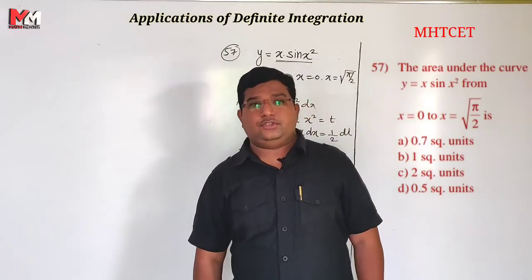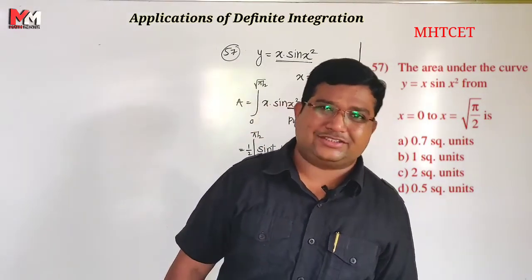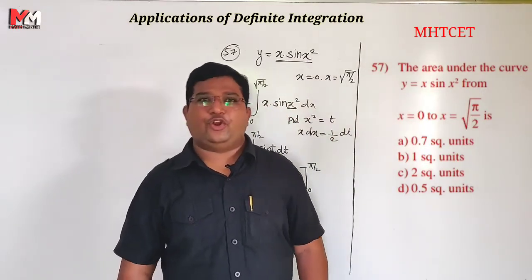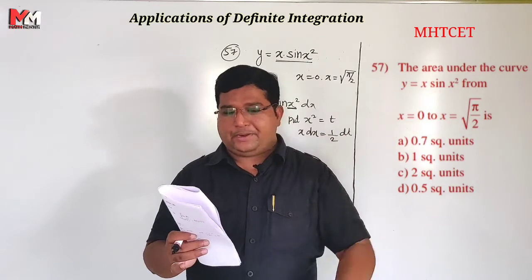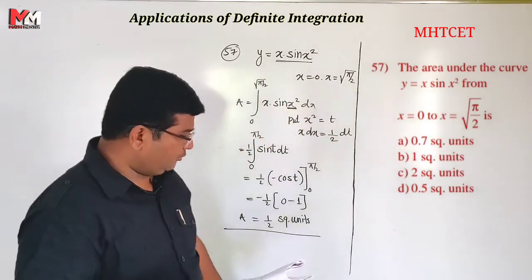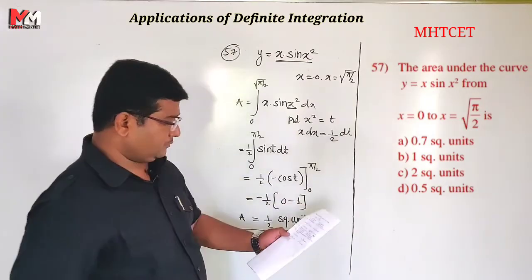So don't use the by parts method because it's x into sin x square. It is not sin x. It is a composite function of trigonometry. Sin of x square. So यहाँ पर बाय पार्ट्स अप्लीकेबल नहीं है. So 1 by 2 का ऑप्शन करेक्ट है. So 0.5 करो. It's a D option.